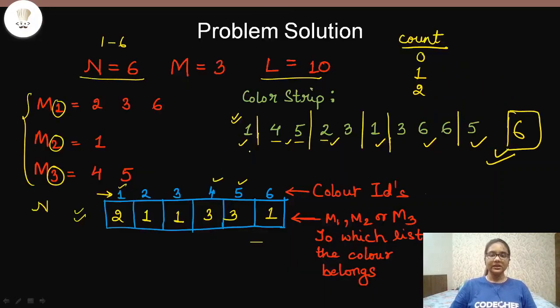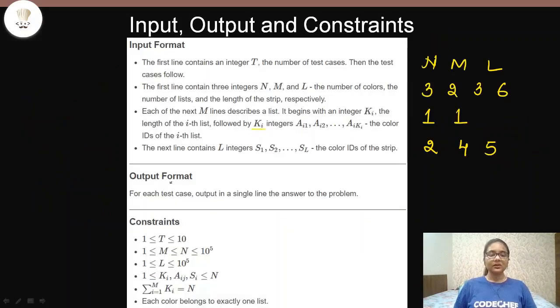So that will be this. This is the color strip that will be given to us. Now the output format, as you see here, will be a single line of answer that will tell us how many segments the Batman can see. The constraints are like 10 to the power 5, so the constraints are okay, they are not to be worried about. Now what will be the time complexity, that we will see when we see the code.